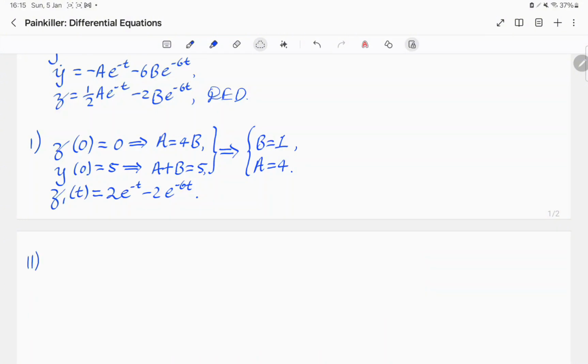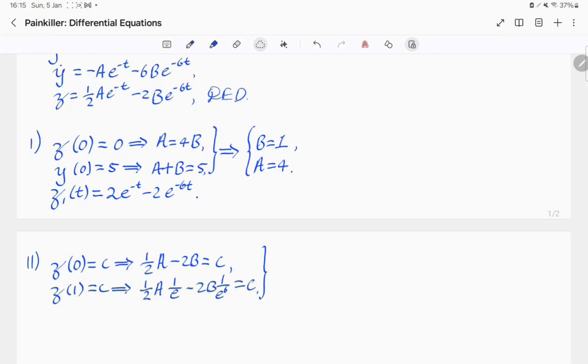Similarly, we can solve part 2 by setting z(0) is equal to c and z(1) is equal to c, which gives half a minus 2b equals c, and half a multiplied by 1 over e minus 2b multiplied by 1 over e to the 6 is equal to c, and we can solve this set of simultaneous equations. This set of equations is significantly harder to solve. However, this should give a equals 2c(e to the 6 minus 1) all over e to the 5 minus 1, and b equals c e to the 5 (e minus 1) over 2(e to the 5 minus 1).